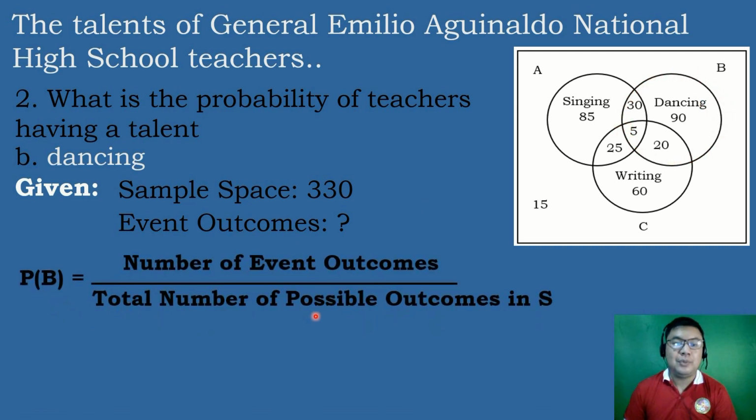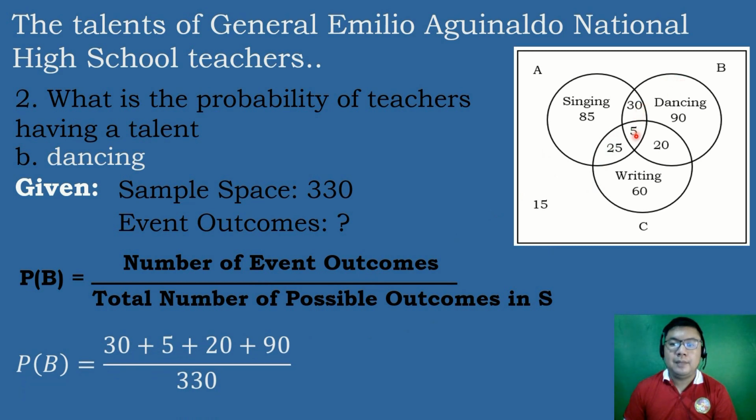We will be using the formula for simple probability. Probability of B equals the number of event outcomes all over the total number of possible outcomes in the sample space. The number of event outcomes will be equal to 30 plus 5 plus 20 plus 90. All we need to do is add all the numbers inside circle B, which indicates dancing, all over the total number of possible outcomes in the sample space. All in all, there are 330 teachers.